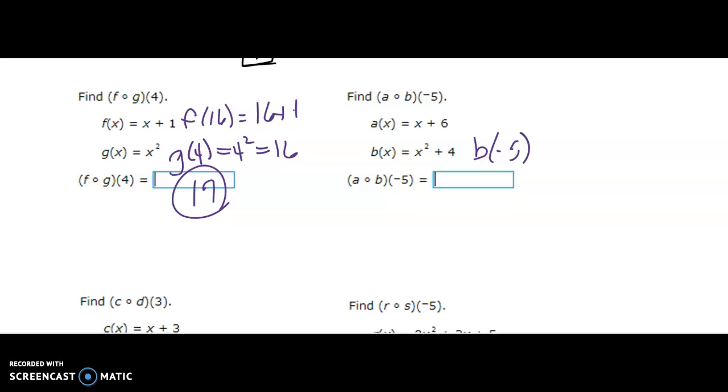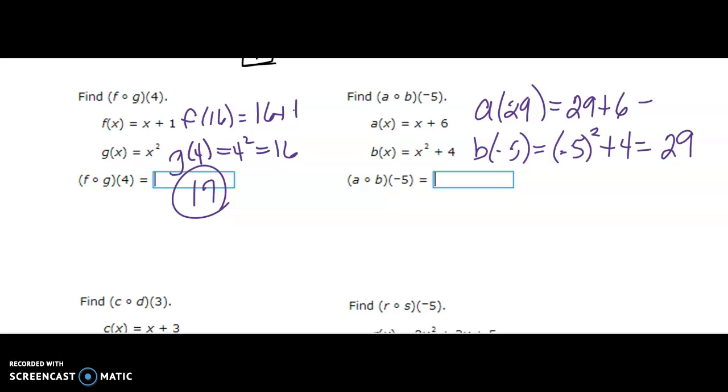B of negative 5 equals negative 5 squared plus 4. If you're using a calculator to figure out what negative 5 squared is, you better put parentheses or you're going to get it incorrect. So negative 5 times negative 5 is 25, and 25 plus 4 is 29. And so now we're going to put 29 in for A. So 29 plus 6 is 35. So 35 is your answer.